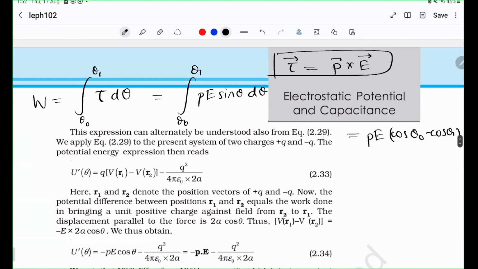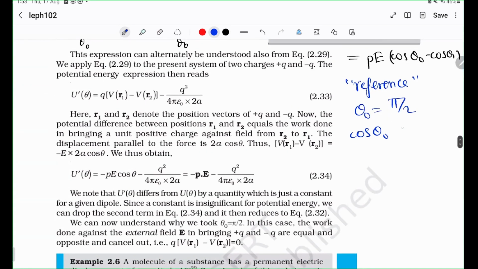So now again, I told you, right? Every time we need to define some sort of potential, we need a reference. Otherwise, it makes no sense. We can always add a random number alpha and everything would remain the same in the universe. It's all relative. So in this case, we just randomly assume, for a good reason, that theta naught is pi by 2, so that we can make cos theta naught a very nice 0. So we say that whenever the dipole is like this and the electric field is like this, the energy is 0. This is a random reference level.